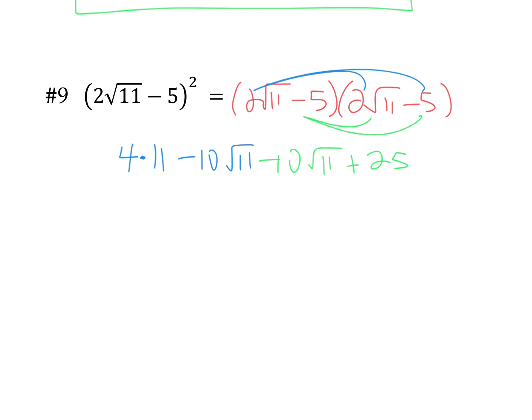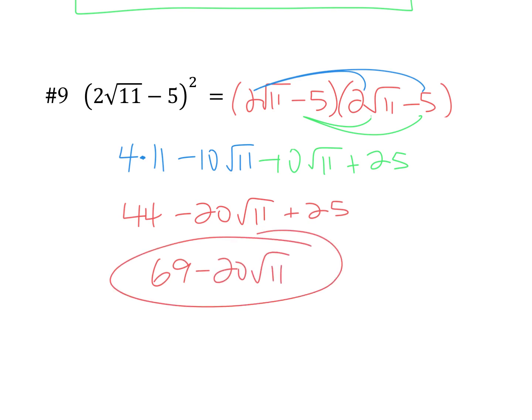So when I go to simplify this, I'm going to have some like terms that I can add or subtract. So I'm going to start out with 4 times 11, that's 44, then minus 20 root 11, because I can add these together, negative 10 minus 10, because they have the same radical, right? Same index and radicand, and I have the plus 25 on the end. And I can add the 44 and 25 to get 69 minus 20 root 11. That'd be my final answer there.